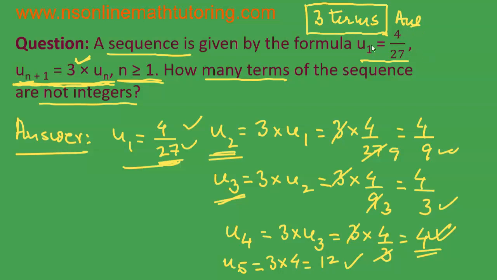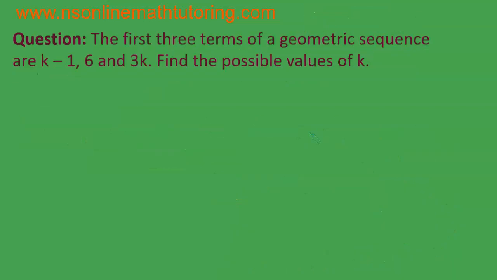Answer. So let us move on to the next question. The first 3 terms of a geometric sequence are k minus 1, 6, 3k. Find the possible values of k. So let's start with our answer.